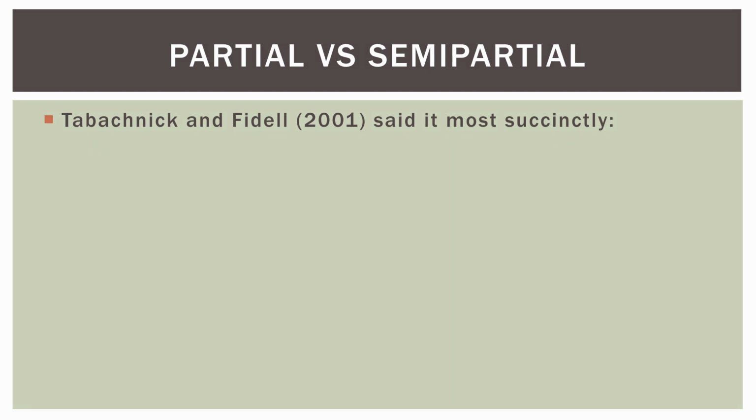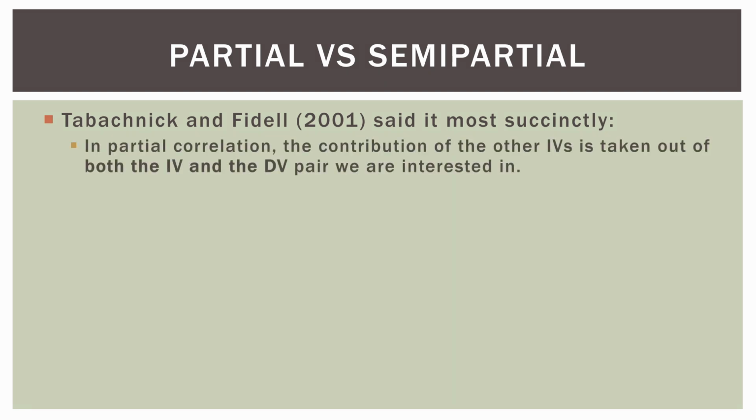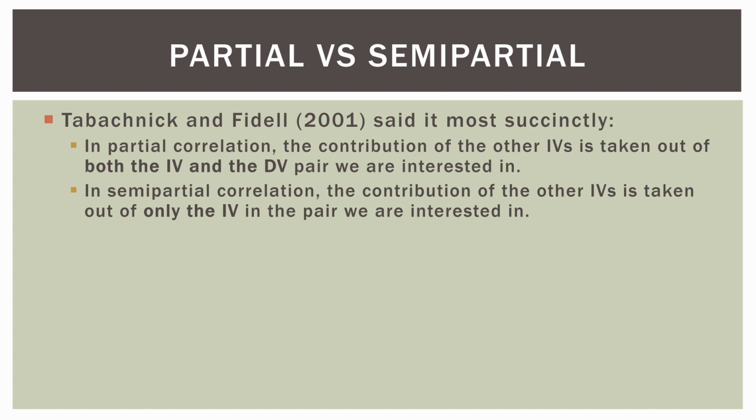Tabachnick and Fidell summed it up succinctly. In partial correlation, the contribution of the other independent variables is taken out of both the independent variable and the dependent variable pair we are interested in. So, partial correlation, the contribution of the other independent variable or variables is taken out of both the IV and the DV pair we are interested in. Compare that to the semi-partial correlation, where the contribution of the other independent variables is taken out of only the independent variable in the pair we are interested in. So, in partial correlation, we partial out from both the IV and the DV, and in semi-partial correlation, we partial out only from the IV in the IV-DV pair we're looking at.